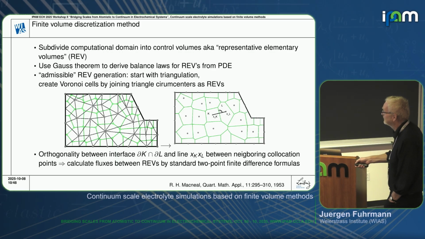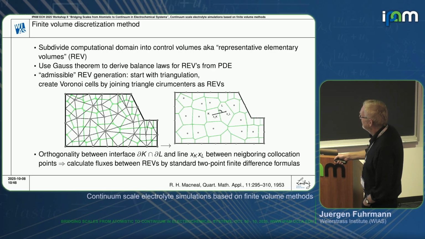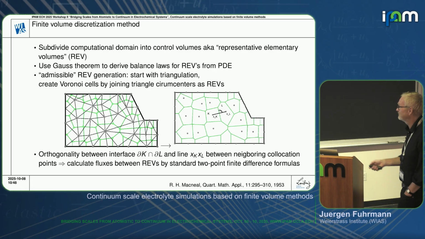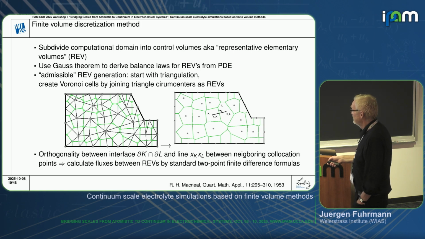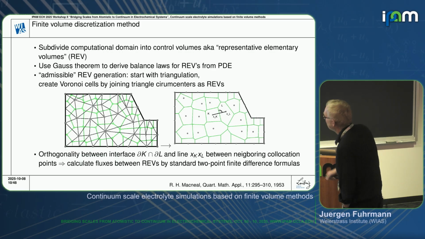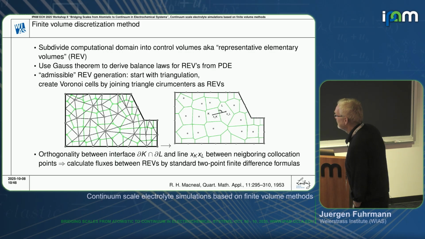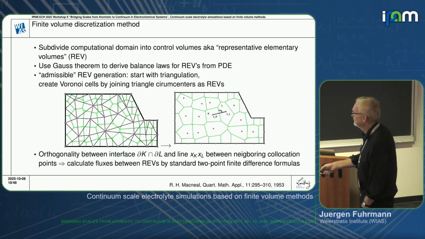And the nice feature is that by the very construction, the line coupling the collocation points which we use for our discretization is orthogonal to the interface between two neighboring cells. And this means we can consistently calculate the fluxes between neighboring cells by just taking a finite difference ansatz, or finite differences between these values in the collocation points. So this is the important feature.